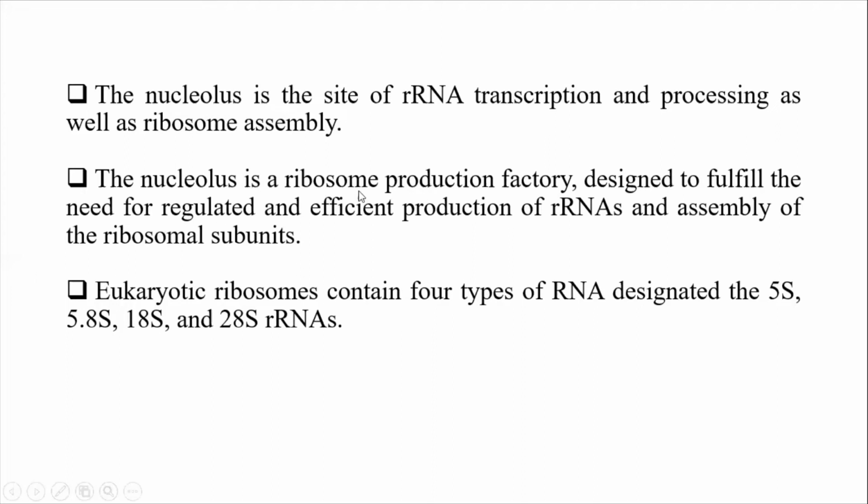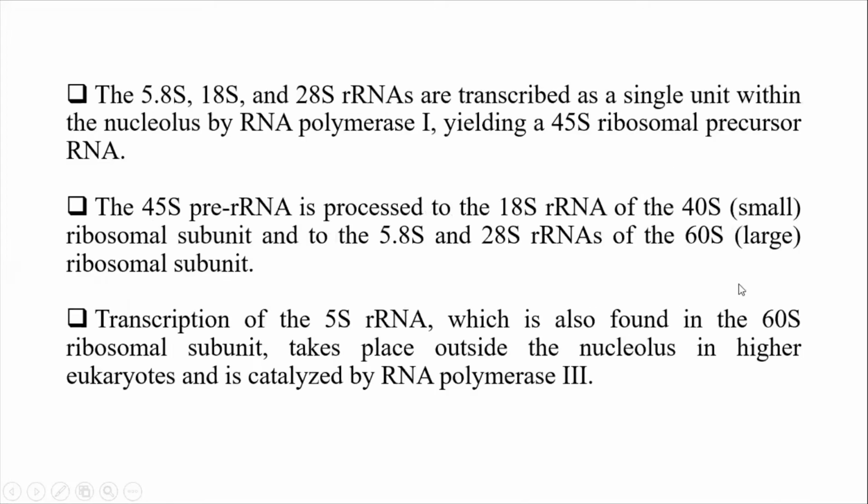So the nucleus is a ribosome production factory designed to fulfill the need for regulated and efficient production of RNAs and the assembly of the ribosomal units. So we know all this 5S, 5.8S, 18S, 28S RNAs in the case of the eukaryotes. Similarly, we have for the prokaryotes also, right? Now, in the prokaryotes, we don't have any problem. Kyun? Because wahan pe na nucleus hai, ना कोई अलग separation है. So there we don't have this problem of transportation. The transportation problem comes only in the case of eukaryotes, right? So जहाँ पे from the nucleus to cytoplasm we need the transport.